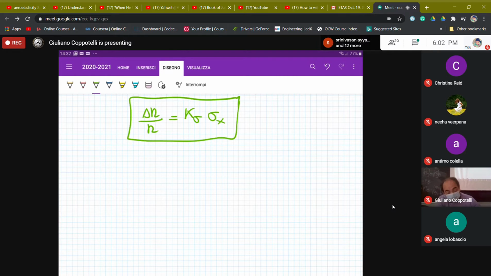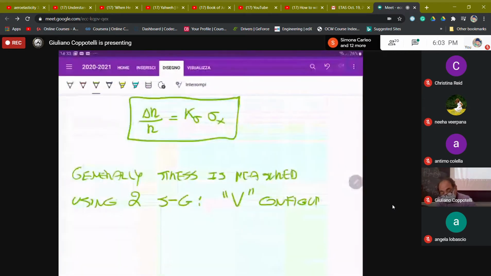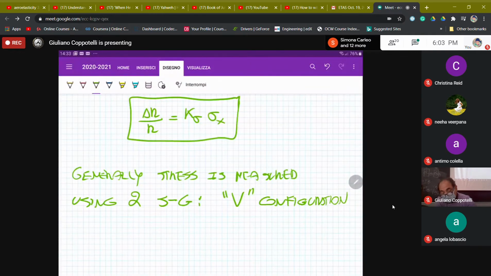So now I'm going to tell you. Generally, stress is measured using two strain gauges, and that is called the V configuration. So strain gauges in a V configuration.